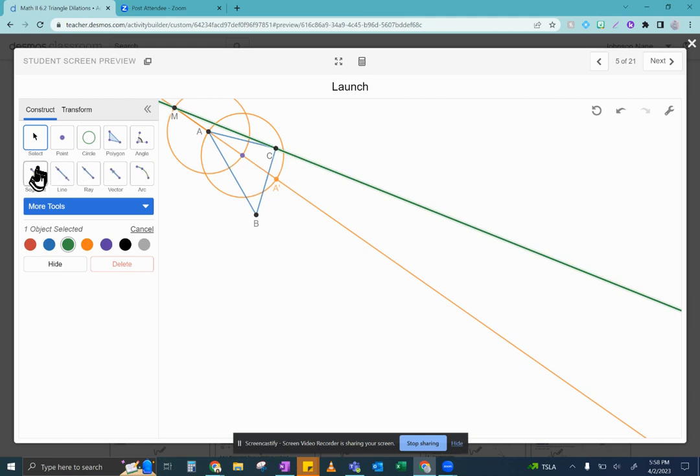So there's green, right? And so then you're going to make a segment because you've got to go this way. And I'm just going to make it green again.